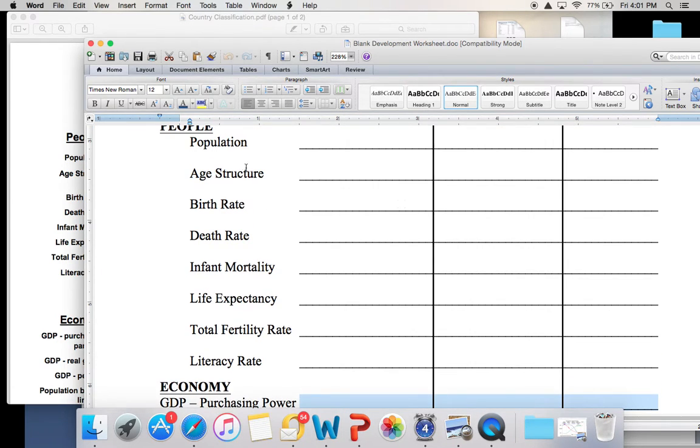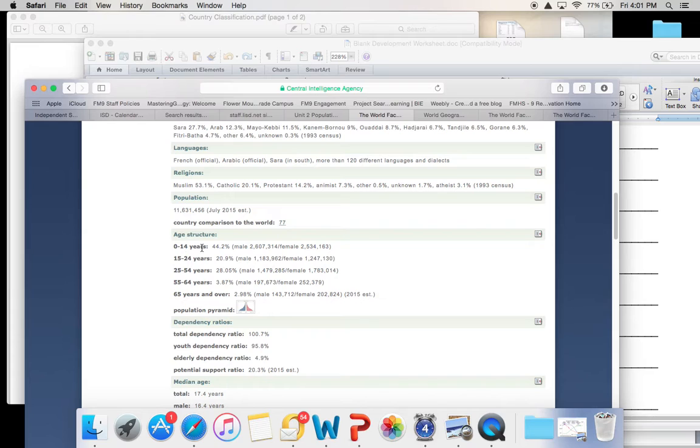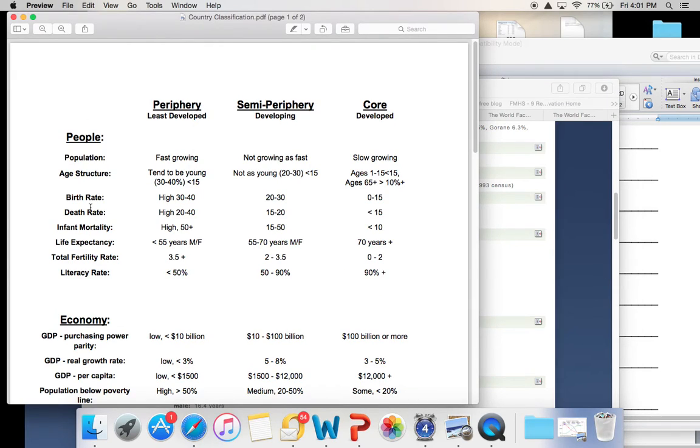Okay, so let's look at age structure. You're going to go back and see, okay, 0 to 14, 44% of their population is under the age of 15. Well, that's pretty high. So let's look at age structure. They tend to be young, anywhere from 30 to 40% or higher are less than 15 years old. That's what this says. Well, you would put that statistic right there, okay?